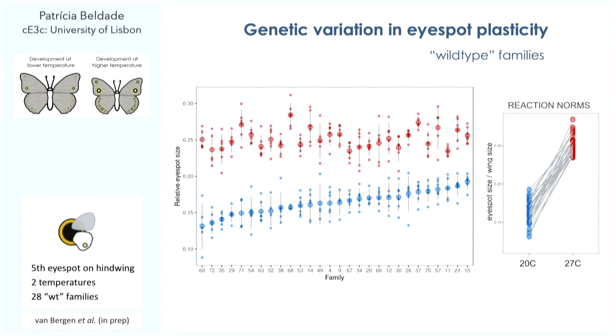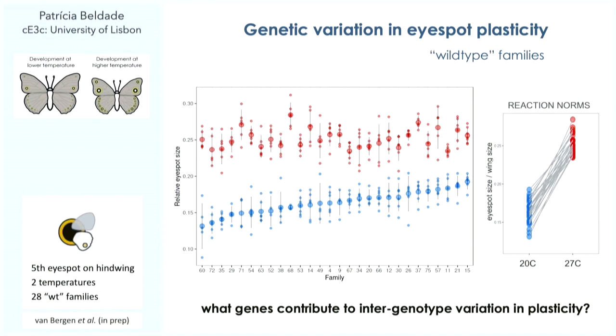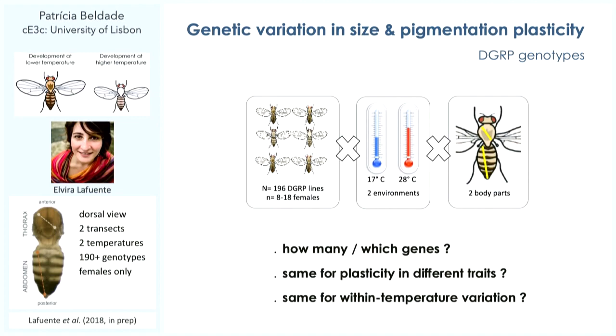But then I remembered, hold on. The fly people have this amazing resource that is called the DGRP, which was mentioned before, the Drosophila Genetic Reference Panel. It's about 200 isogenic lines of these flies that have been fully sequenced and are available for the whole community to order in and do whatever you want with them, okay? So in a way, we thought this was an easier way to get into what is the genetic basis of intergenotype differences in plasticity, okay?